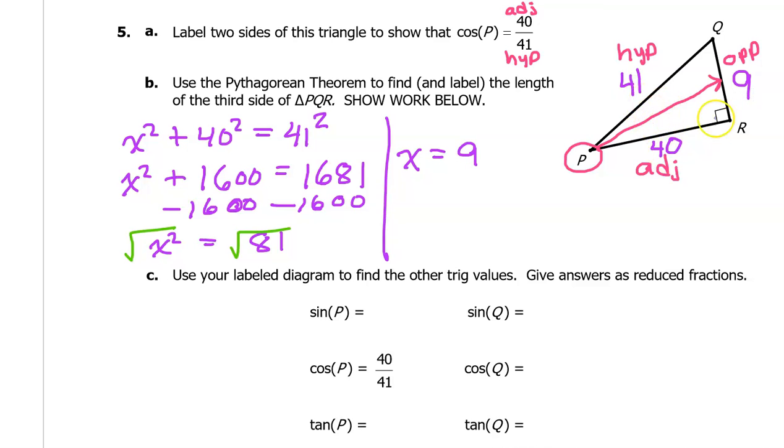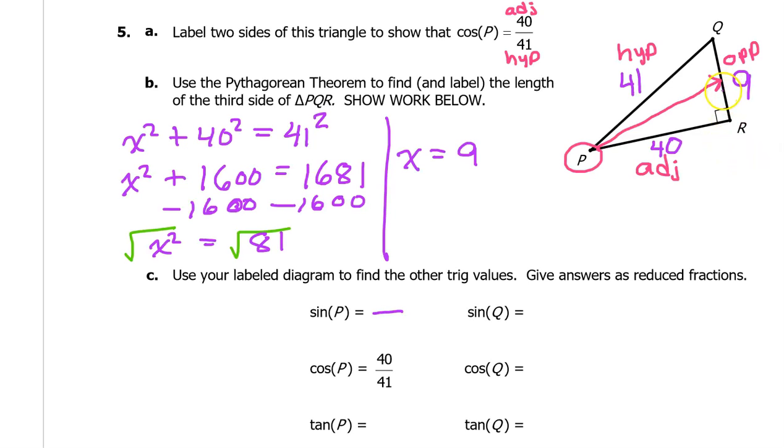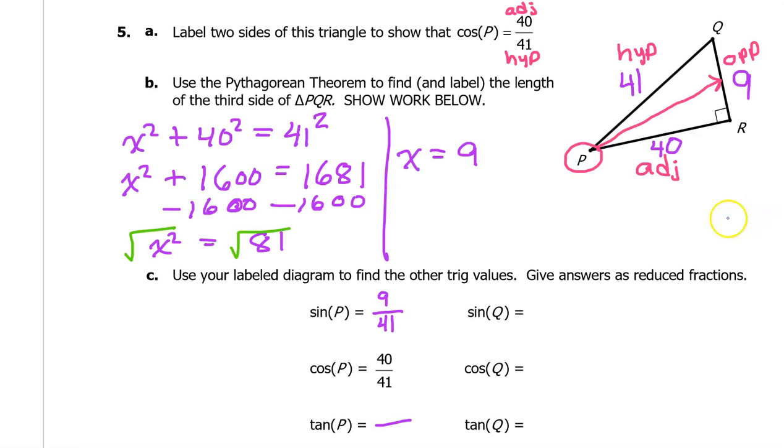Now that we have all three sides, opposite, adjacent, and hypotenuse, we should be able to do all of these trig functions. So the sine function is opposite over hypotenuse. So that will be 9 over 41. All right, they already filled in the cosine function because we were given that from the start. So let's move on to the tangent function. Tangent is opposite over adjacent. So that will be 9 over 40.